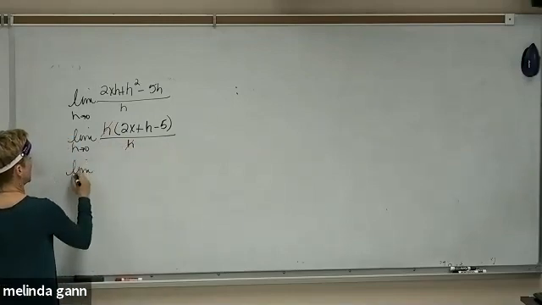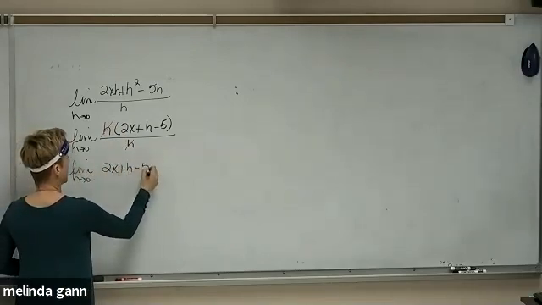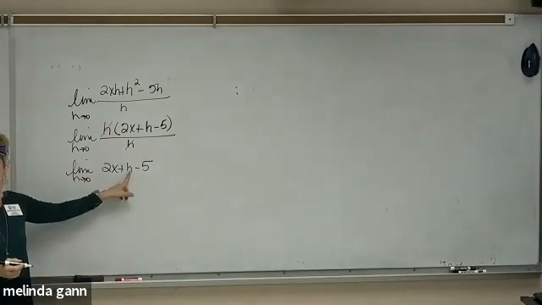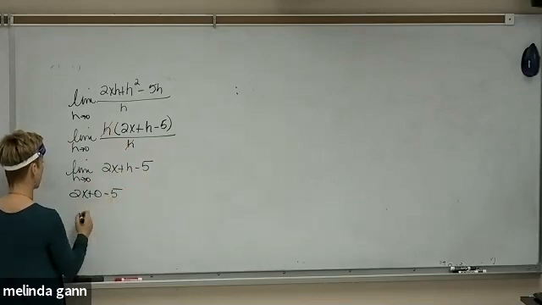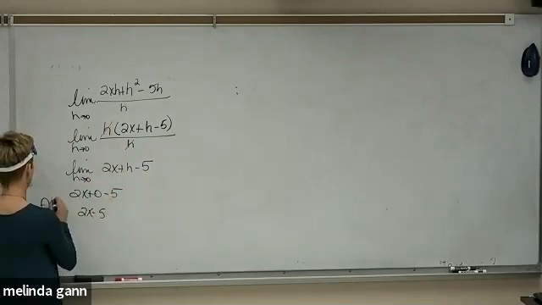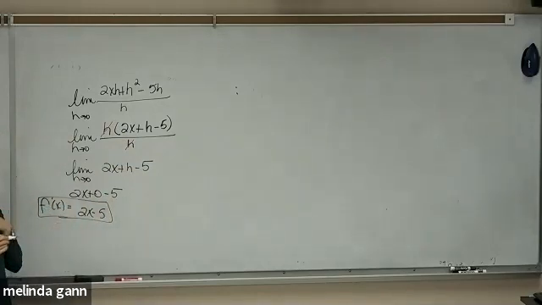So I've got the limit as h approaches 0, and I've got a 2x plus an h minus a 5. So now can I take 0 and plug it in for h? So I've got 2x plus 0 minus 5. So what do I get? I get 2x minus 5. There's my derivative. That's my general derivative. That'll get me the slope at any particular x value, any particular point. So if they just want the general derivative, I would quit.